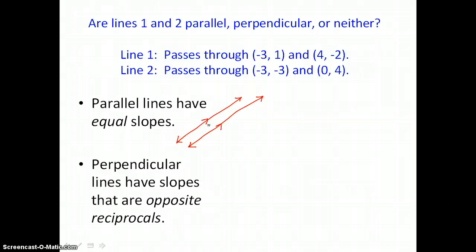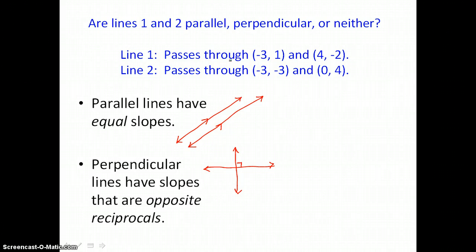Parallel lines have equal slopes. Since the slope of a line is its measure of slant, if two lines never intersect, they're going to have the same slant, which means their slopes have to be the same or equal. Perpendicular lines intersect at right angles, and to indicate that two lines are perpendicular, we use a little box to indicate that they intersect at right angles. Perpendicular lines have slopes that are opposite reciprocals.